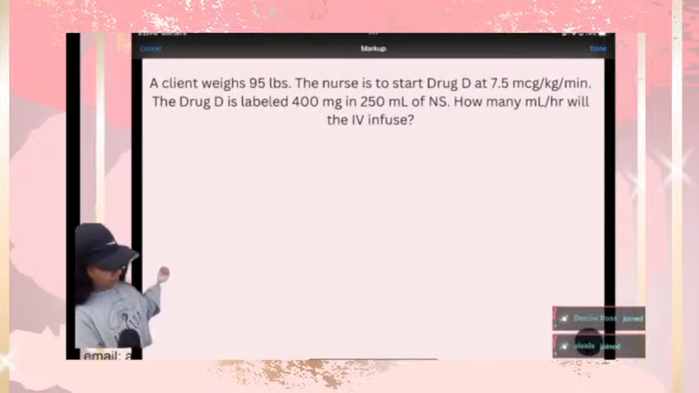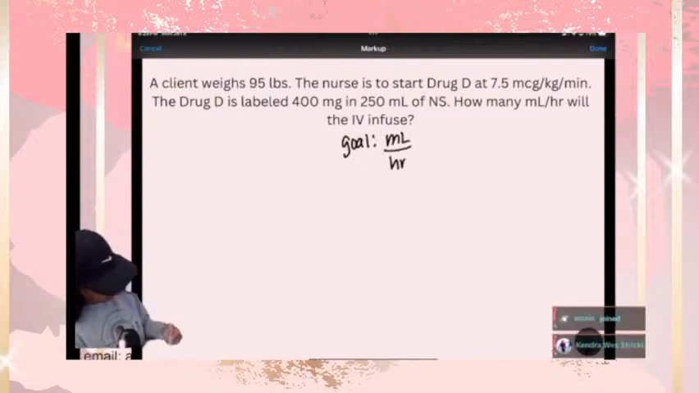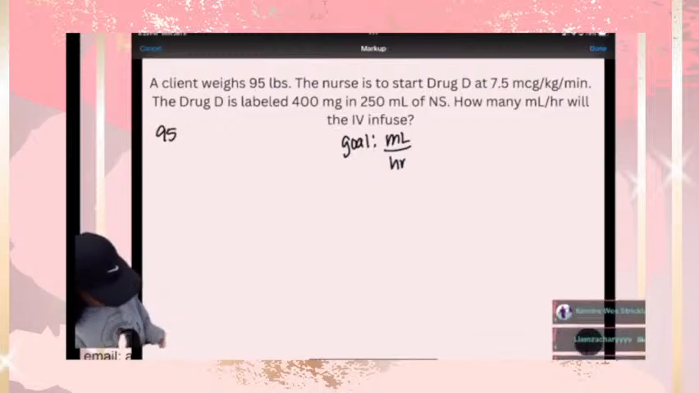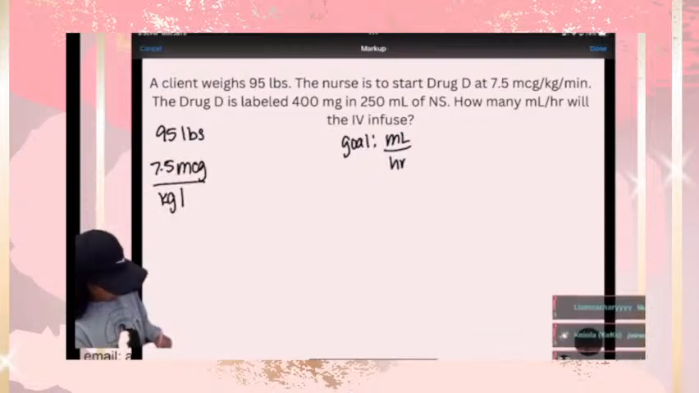All right. So, our goal, because it told us, we are looking for mLs over hour. Our patient's weight is 95 pounds. Our prescription is 7.5 micrograms per kilogram per minute.